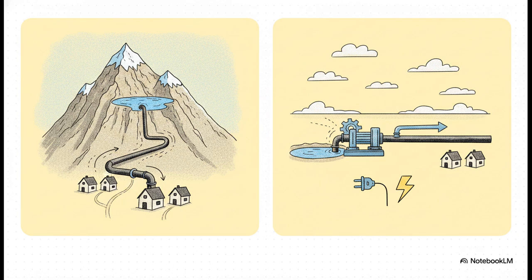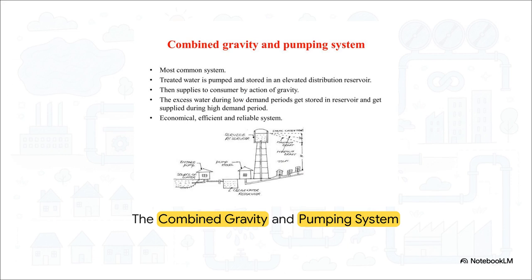On the flip side, we have the pumping system. Here, treated water is forced directly into the mains using high-lift pumps. But there's a glaring flaw with this one. It relies entirely on a continuous power supply. If the electrical grid goes down, your water supply stops instantly. No way around it. So, what do we actually do?